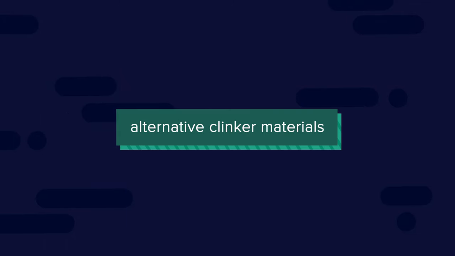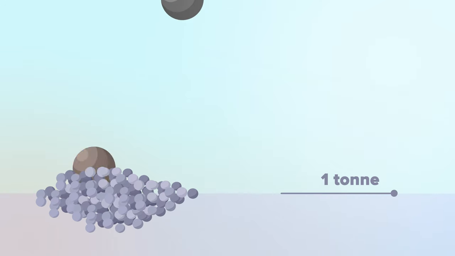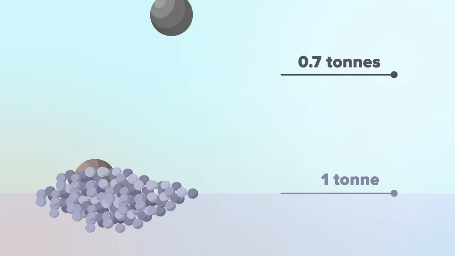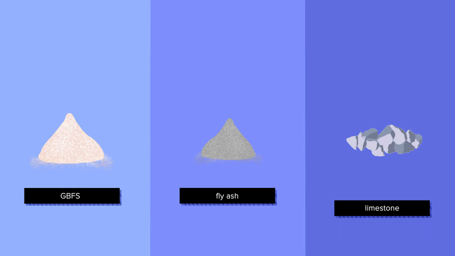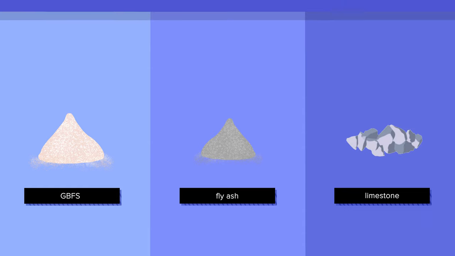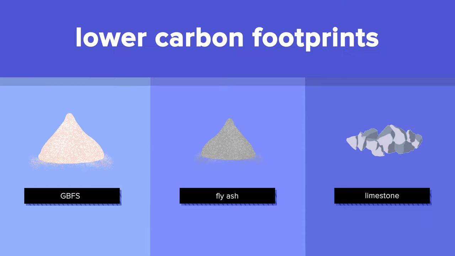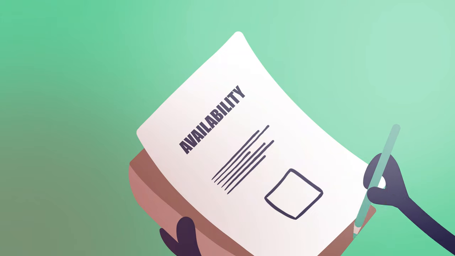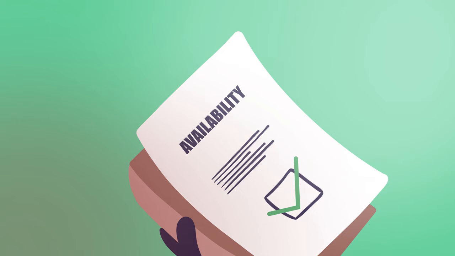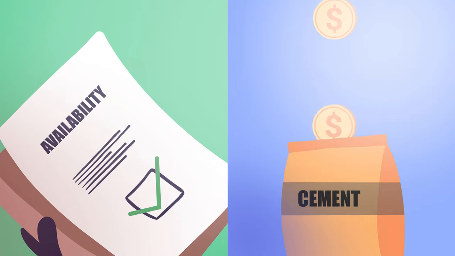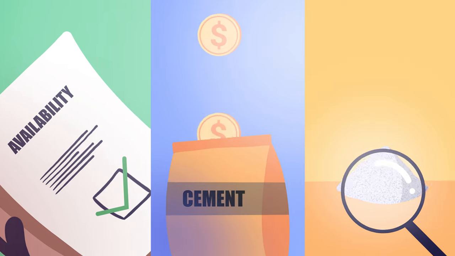Another potential improvement could be the use of alternative clinker materials. That's because producing 1 ton of clinker releases around 0.7 tons of CO2. Instead of clinker, materials such as granulated blast furnace slag, fly ash, and limestone can be used. These have a lower carbon footprint, if any at all. In any case, the uptake of these innovations will depend on the availability of alternative materials and technologies, their costs, and the properties of the resulting cement.